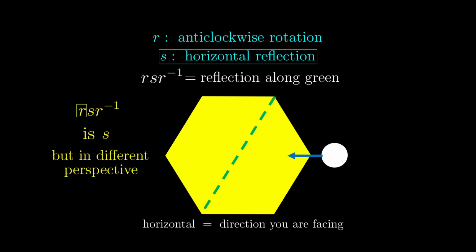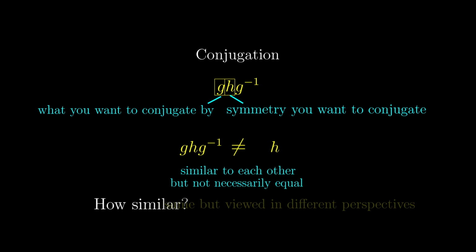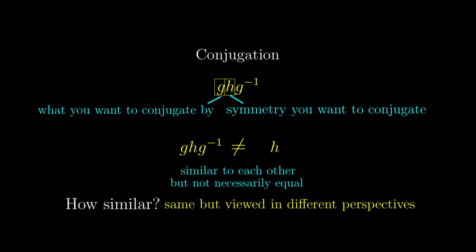And here, S is conjugated by R, and R determines how you will change your perspective. So now we can answer the question of how similar these two are. These are actually the same symmetries, but viewed in different perspectives. I repeated myself twice because this is a really important intuition to have for conjugation.